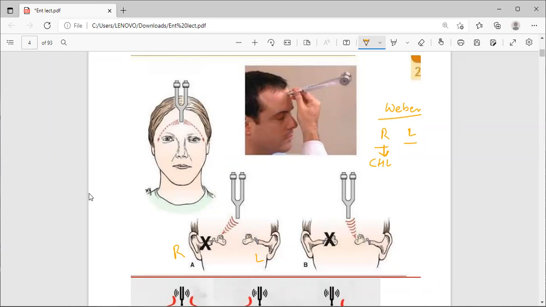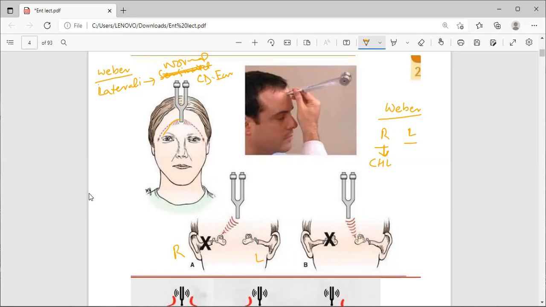Now the Weber test will give you two results. Lateralize means you will perceive the sound greater than in the other ear. So it will lateralize to the normal ear, or it will lateralize to the conductive deafness ear.